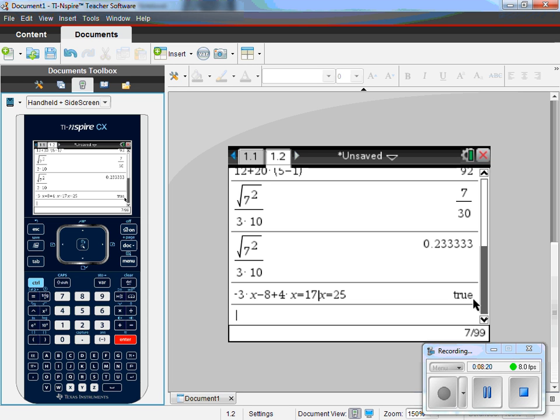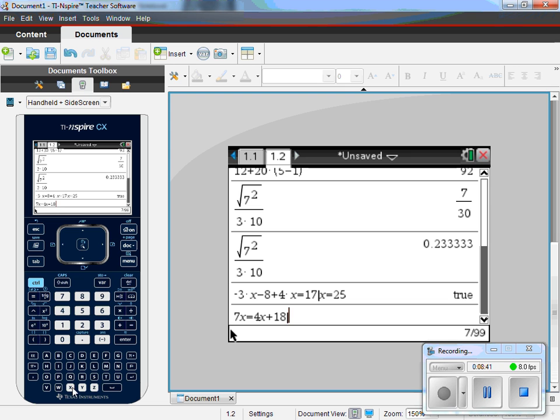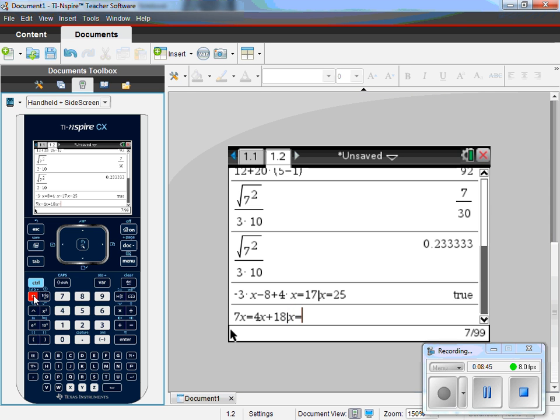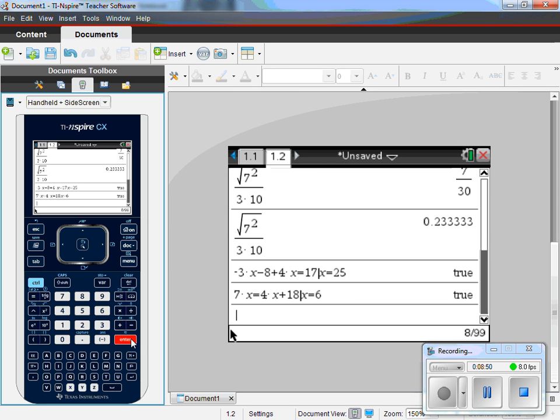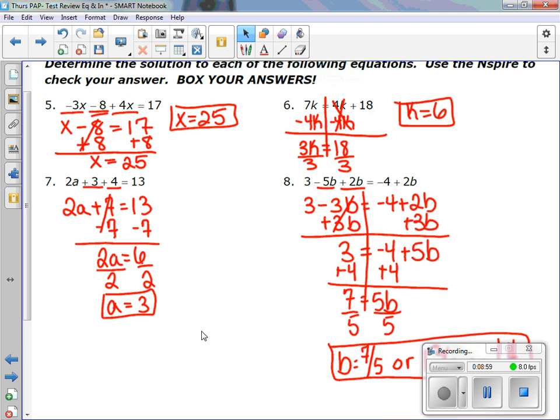So I'm going to do that one more time, and then you can go and check the other two on your own. So the next one was 7x equals 4 times x, plus 18. And we said we want to know such that x equals 6. And it said that was also true. So yes, you can definitely go through and check your other equations using this method, but we're just going to go with the answers that I put because I know they're right already.